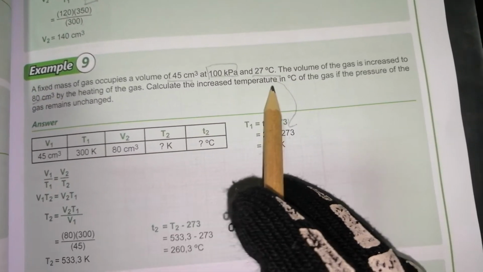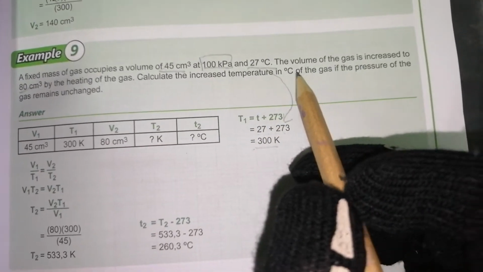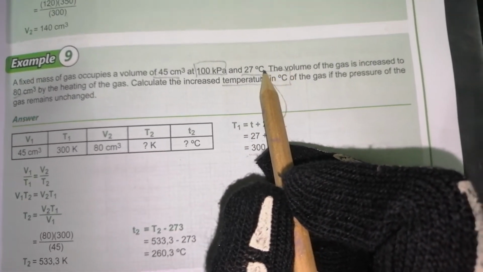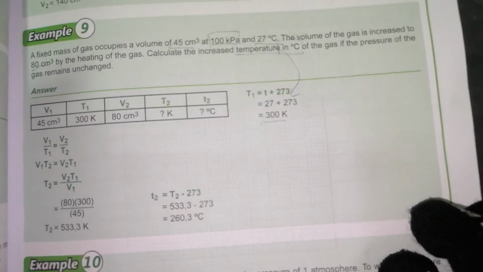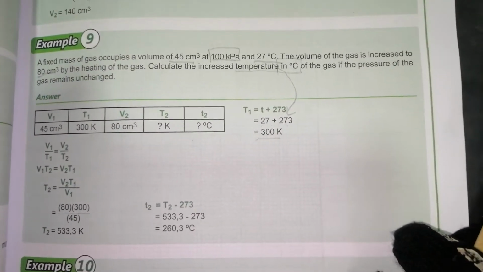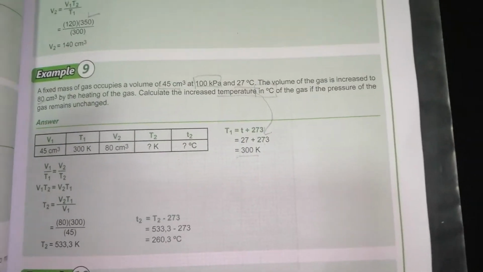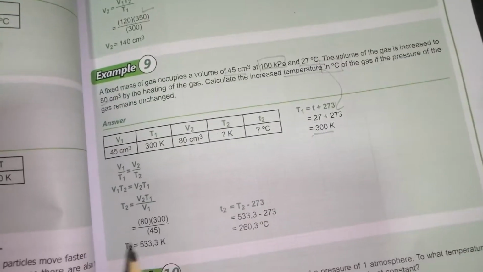Right, calculate the increased temperature in degrees Celsius. Now they're asking you for temperature in degrees Celsius. But just remember, in formulas, we use Kelvin. So if they want the answer in degrees Celsius, we're only going to do that afterwards when you are finished using the formula. Okay, let's go straight into the formula.